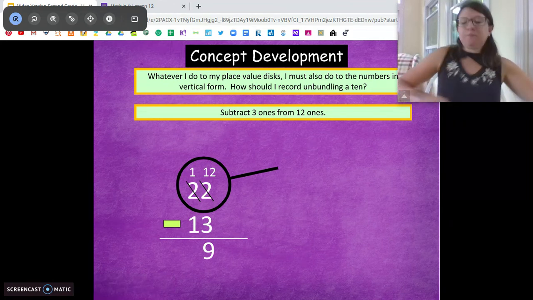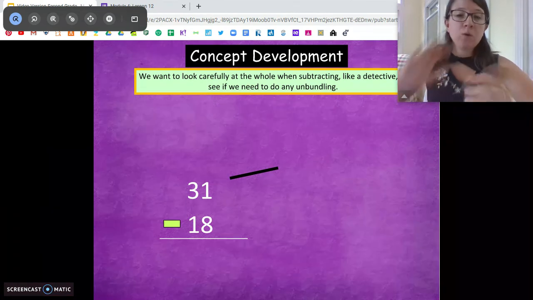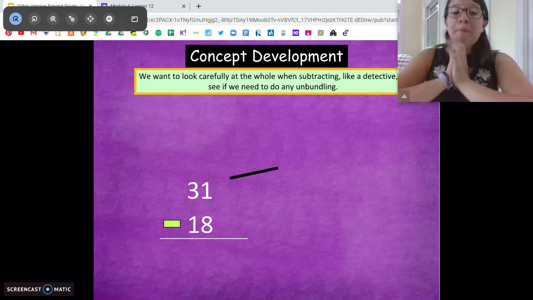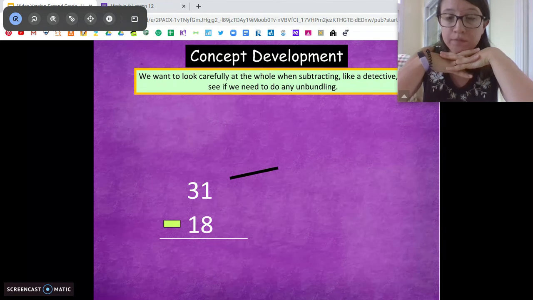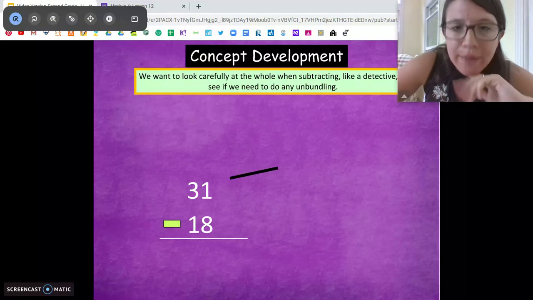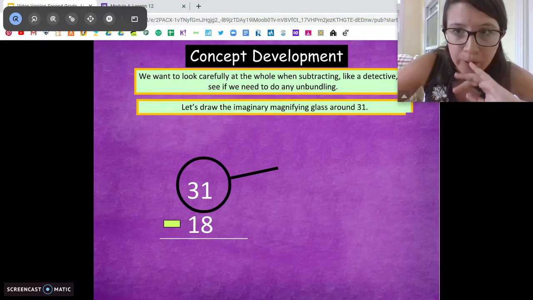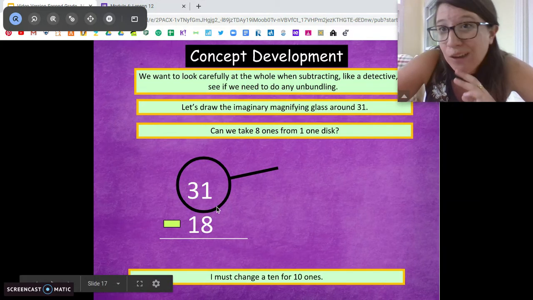All right, let's try another one. Not going to use the place value discs this time. Okay, we are doing 31 minus 18. What is our whole in this problem? Yes, the 31. That's our whole. So we got to put our detective magnifying glass on the 31. Okay, now our next step. Can we take 8 away from 1?